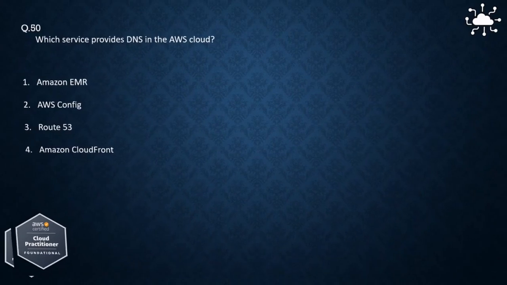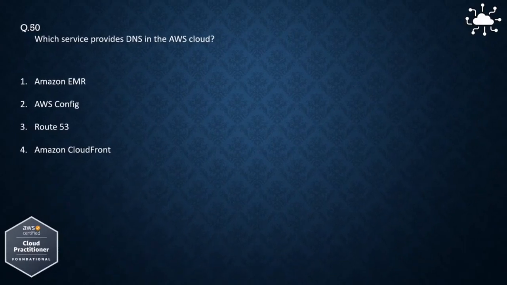Question 50. Which service provides DNS in the AWS Cloud? 1. Amazon EMR. 2. AWS Config. 3. Route 53. 4. Amazon CloudFront. The correct answer is Route 53.